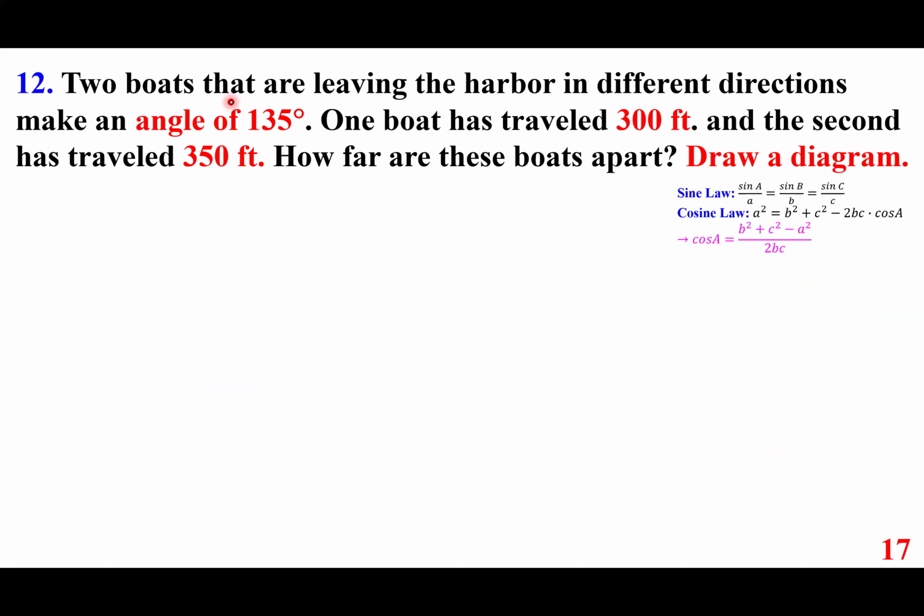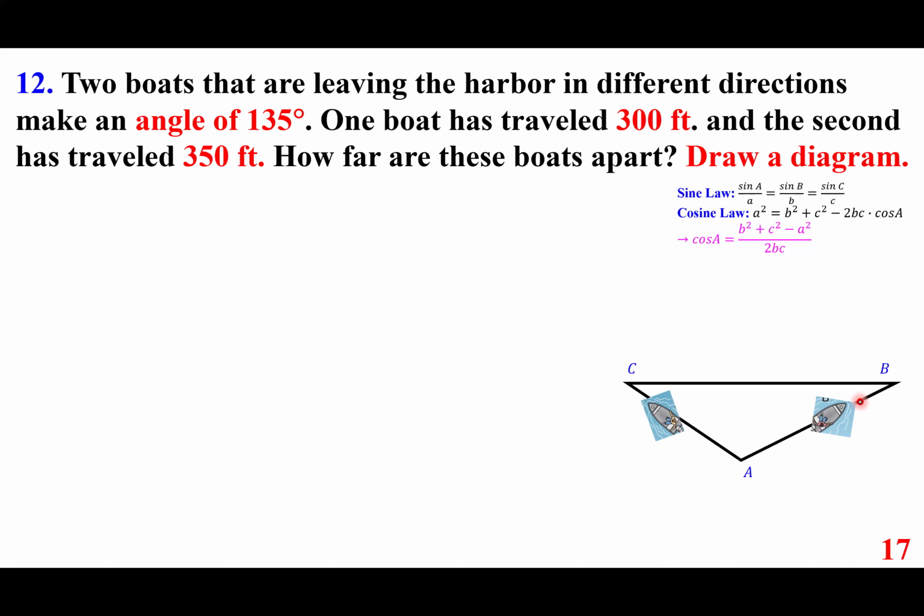Two boats that are leaving the harbor in different directions make an angle of 135 degrees. One boat has traveled 300 feet and the second has traveled 350 feet. How far are these boats apart? Draw a diagram. So here's the two. They are going in different directions.